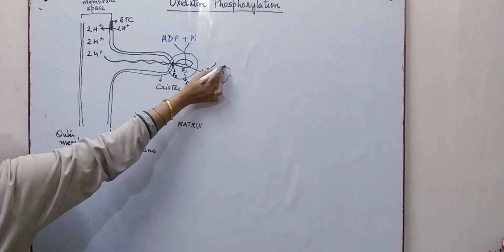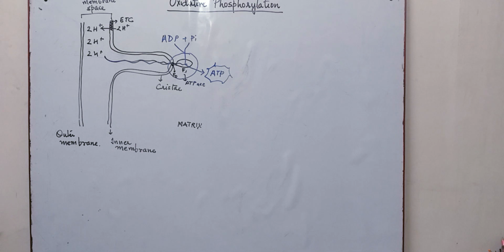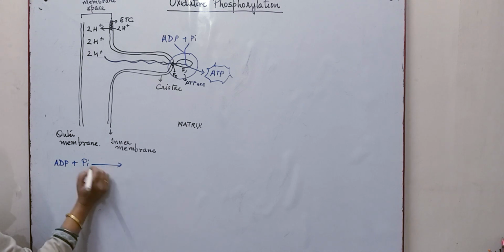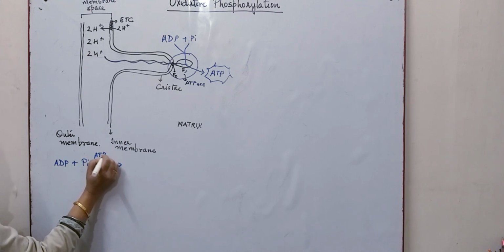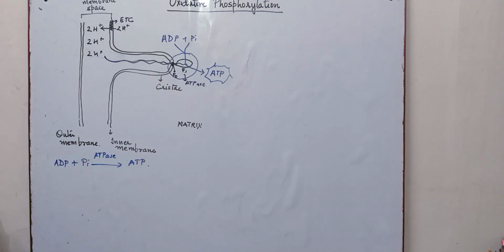So we find that ATP synthesis is taking place. Now, as a result, what is happening over there? ADP and inorganic phosphate are combining in the presence of ATPase to produce ATP. The proton gains entry back into the matrix.